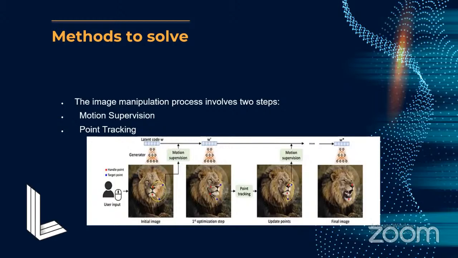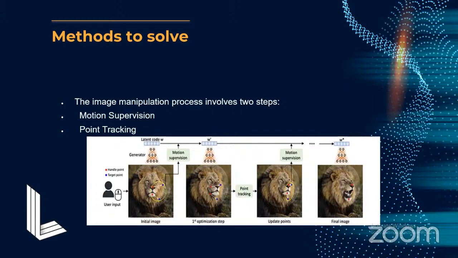So DragGAN overcomes these limitations by allowing users to drag any point in an image to reach a target point or position, offering interactive point-based control over the generated image.